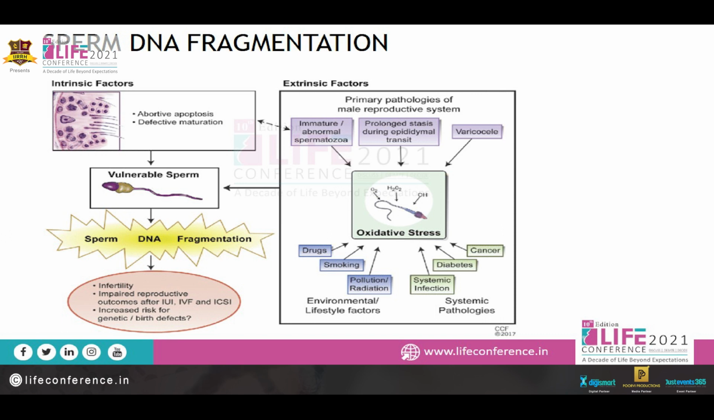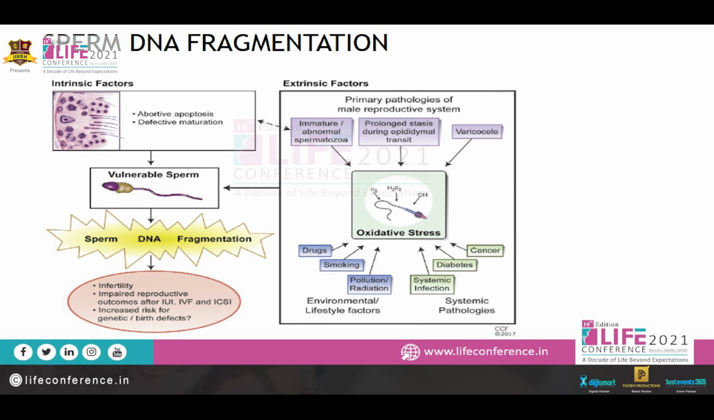So, sperm DNA fragmentation would give you a very high count of sperms or even good quality of sperms or motility, but when you actually look at morphology, a DNA fragmentation index of above 30% will tell you that these sperms are incapable of fertilization. So, sperm DNA fragmentation is something that we must look for when we look at sperms with a lot of debris, and this means infertility, impaired reproductive outcomes after IUI, IVF and ICSI, and increased risk for genetic and birth defects.